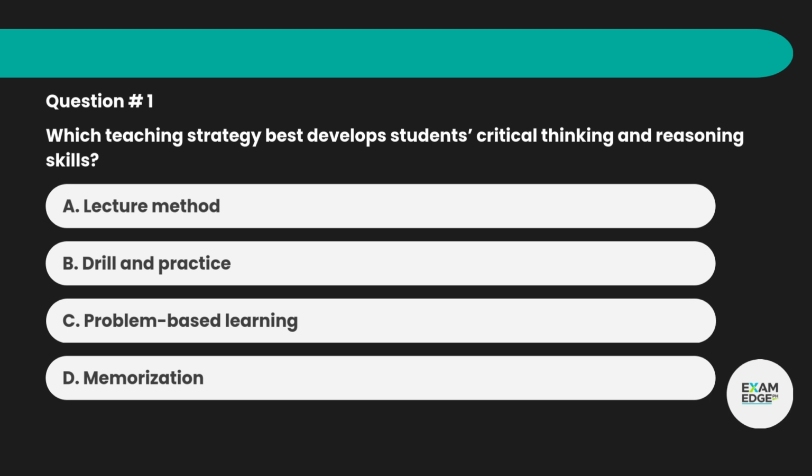Question number 1. Which teaching strategy best develops students' critical thinking and reasoning skills? A. Lecture method. B. Drill and practice. C. Problem-based learning. D. Memorization. Correct answer: C. Problem-based learning.